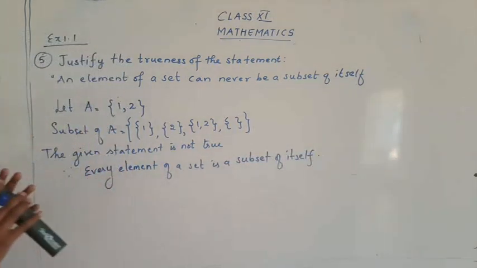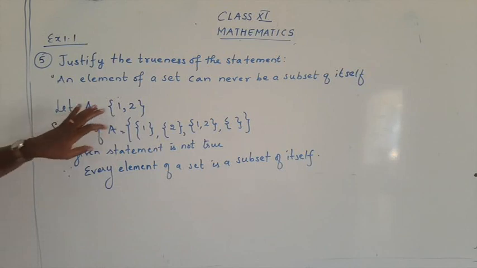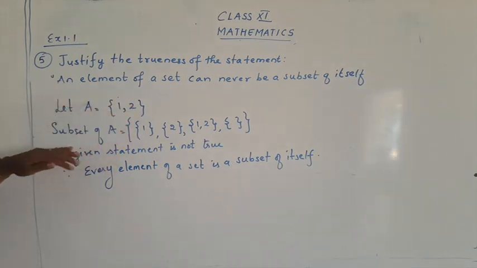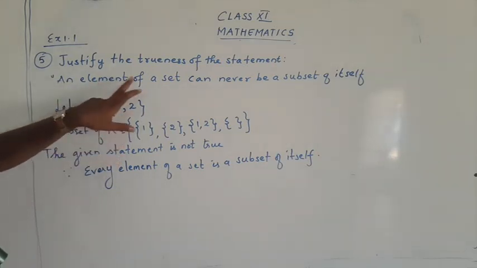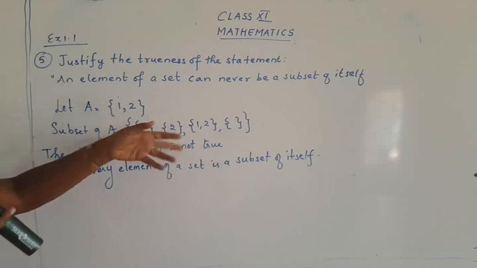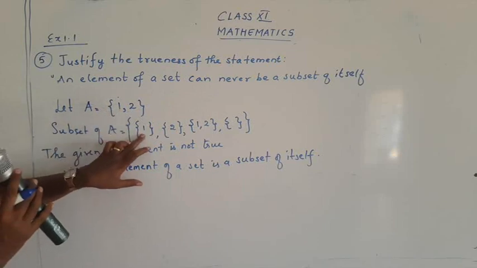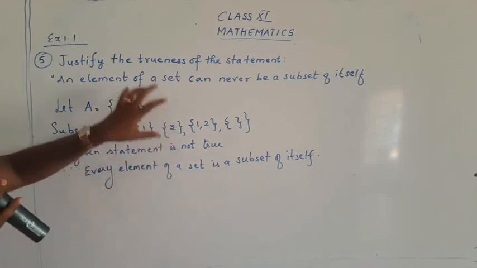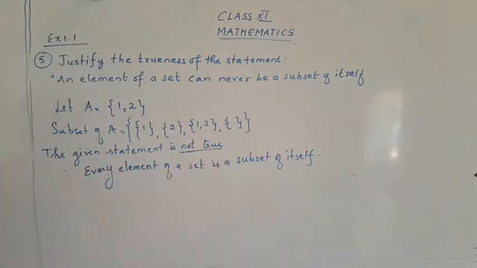The sum is simple, just small understanding. Just remember it. You just define a set A or whatever, then you write the subsets of A. Now the statement says element of a set. What is the element of a set? The element is 1, the element is 2. So I have 2 elements here, 1 and 2. They're saying it can never be a subset. But what we can see, the element is a subset. Yes, 1 is a subset, again 2 is a subset. So we say the given statement is not true since every element of a set is a subset of itself. Okay, so that's all. The fifth sum is done.